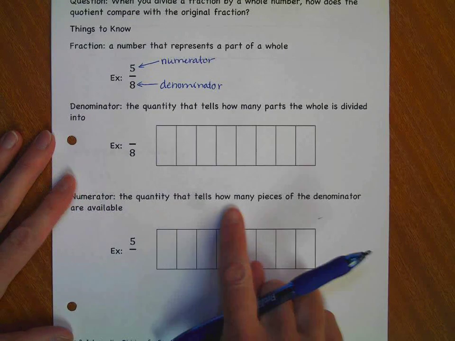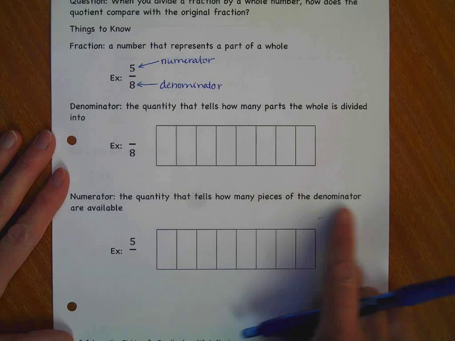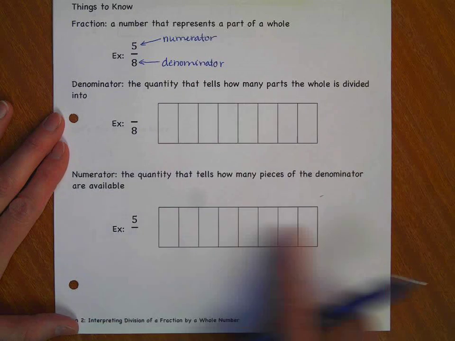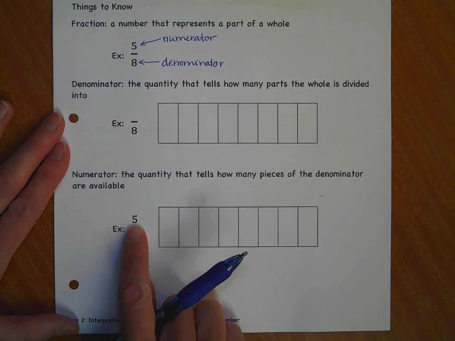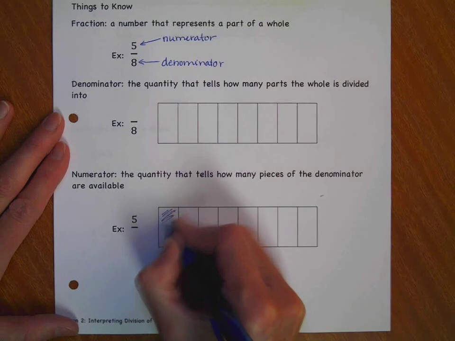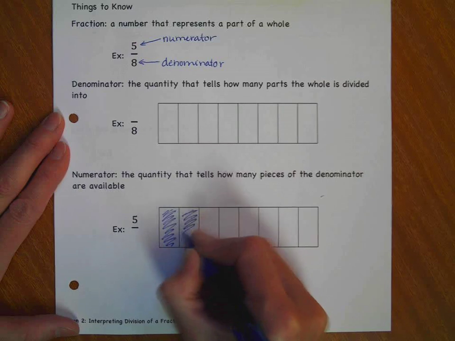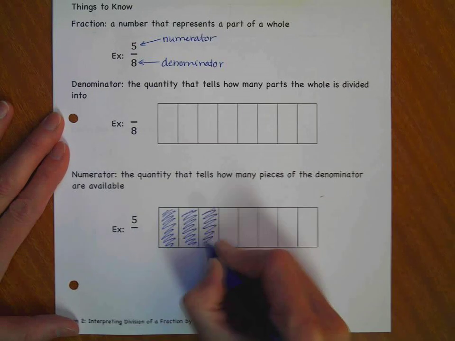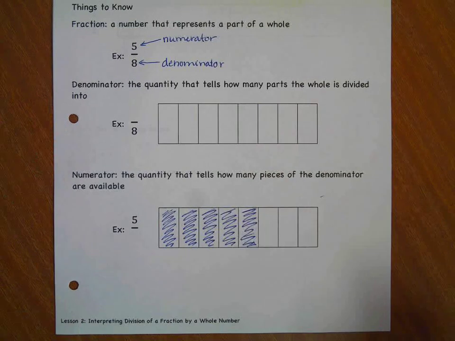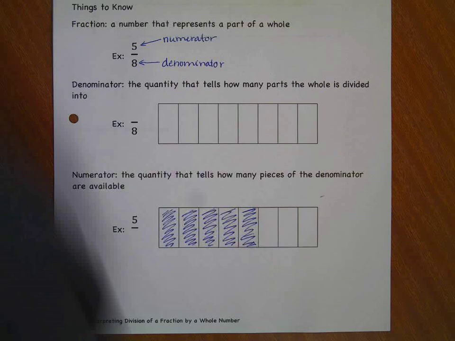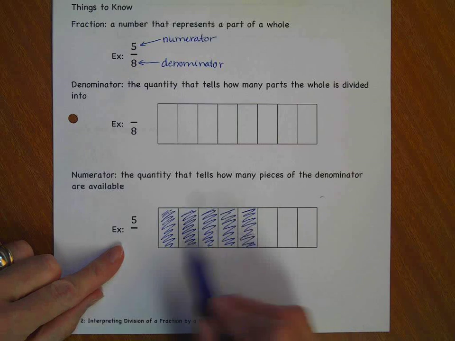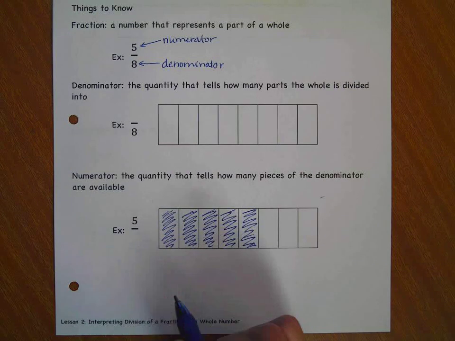The numerator is the quantity that tells how many pieces of the denominator are available. So for example, this is the exact same whole up here because there's 8 pieces, but the numerator tells us what is available. So we only have 5 out of the 8 pieces available. And usually the way that works in drawings is the pieces that are available are actually colored in. So on this model right here, we can color in 5 of the pieces because that's out of the whole, that is what we have available. And so it's very, very important to remember that the shaded amount represents the numerator, or what we have.